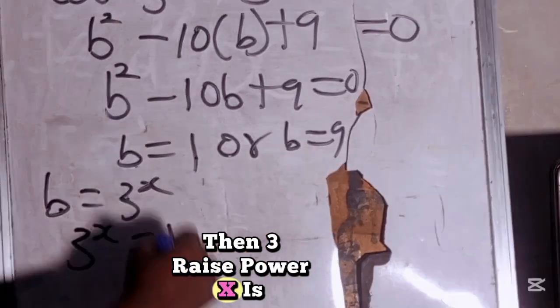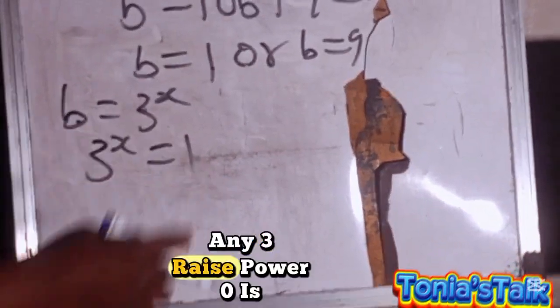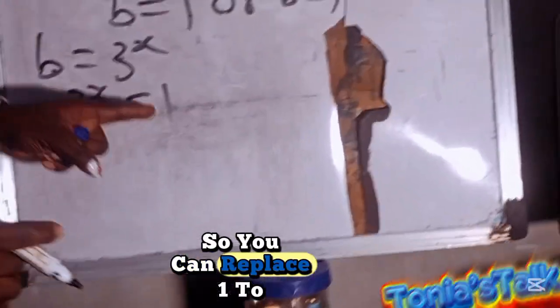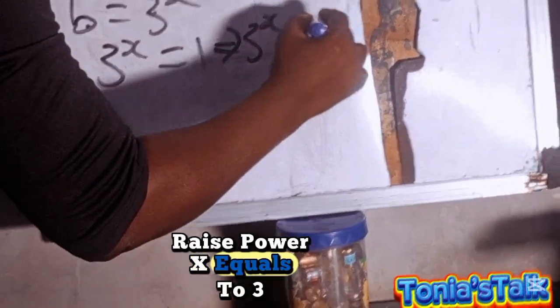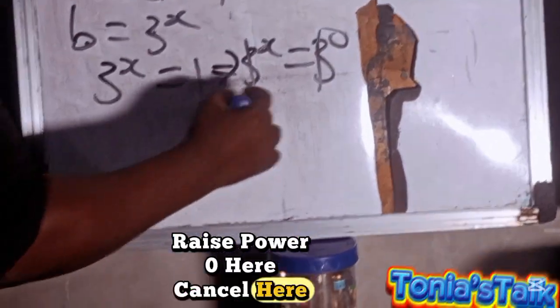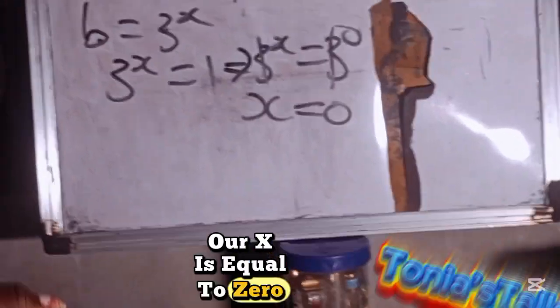Then 3 raised to power x is equal to 1. Anything raised to power 0 is 1, so you can replace 1 to be 3 raised to power 0, and that will give us 3 raised to power x equals 3 raised to power 0. Here cancel here, our x is equal to 0.